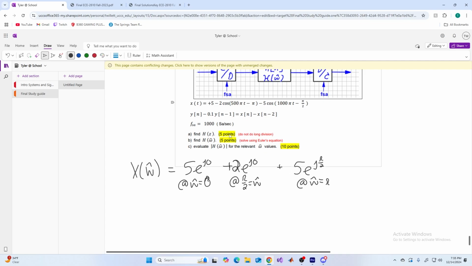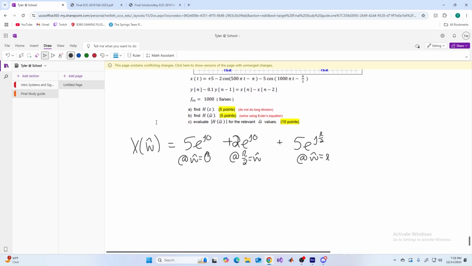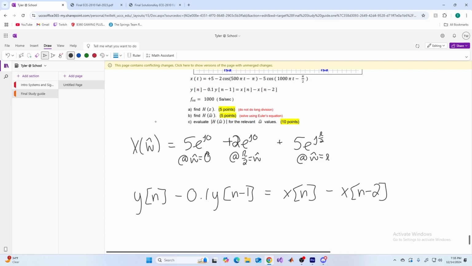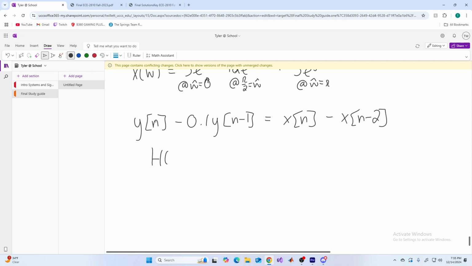So the very first thing is we need to find h sub z. Do not use long division. So you'll see exactly what that means in a minute. So first, it's going to come from y sub n minus 0.1 y of n minus 1 equals x sub n minus x of n minus 2. Remember that h sub z equals y sub z all over x sub z. So we need to convert these into y sub z's and x sub z's.